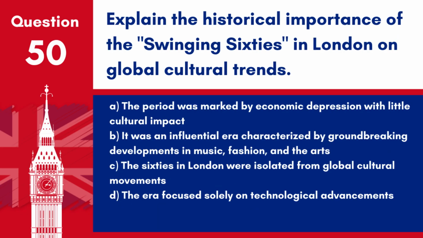Question 50. Explain the historical importance of the swinging Sixties in London on global cultural trends. A. The period was marked by economic depression with little cultural impact. B. It was an influential era characterized by groundbreaking developments in music, fashion, and the arts. C. The Sixties in London were isolated from global cultural movements. D. The era focused solely on technological advancements.